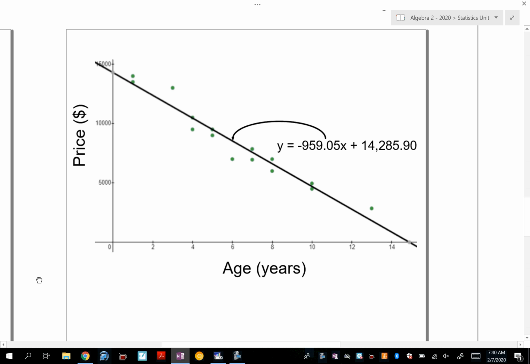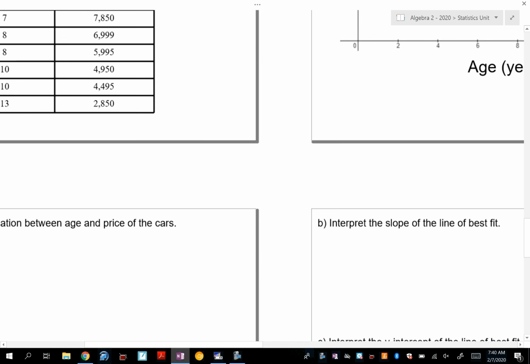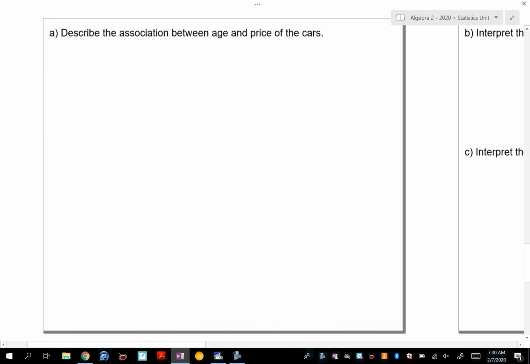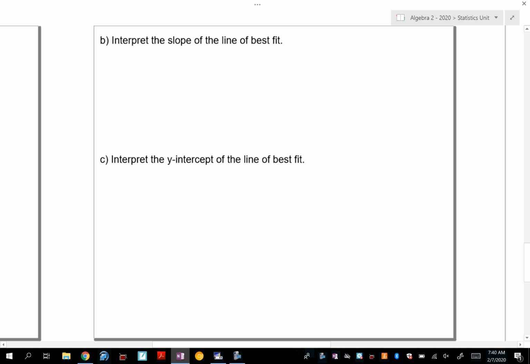So for this, this is our model. You'll notice it's in slope-intercept form. So this is our slope here, and our y-intercept. Now, on the SAT, the most common way they ask you questions about linear regression is to interpret the slope and the y-intercept. It's going to take some practice. We already described the association, I'll go back to that. I want to do this right now.